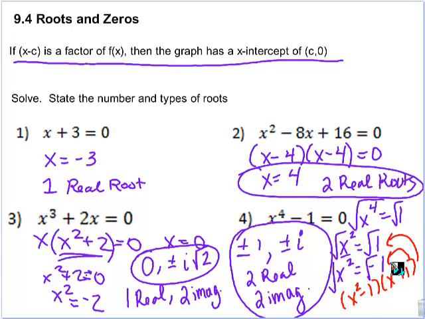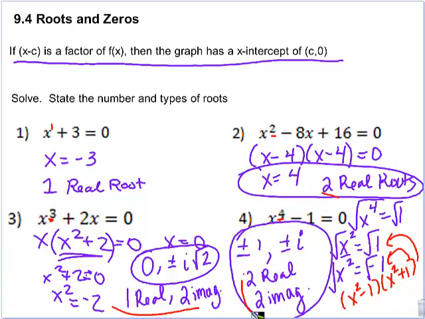All right, so look at the total number of roots we have here and the degrees of the functions, and what do you notice? So for this first problem, what's the degree of this function? It's a 1, and how many total roots did we have? We had 1. Degree of the second function? 2, and we had 2 real roots. Degree of the third function? 3, and how many total roots did we have? We had 3 because we had 1 real and 2 imaginary. And the last one had a degree of 4, and we had a total of 4. It's always going to do that.